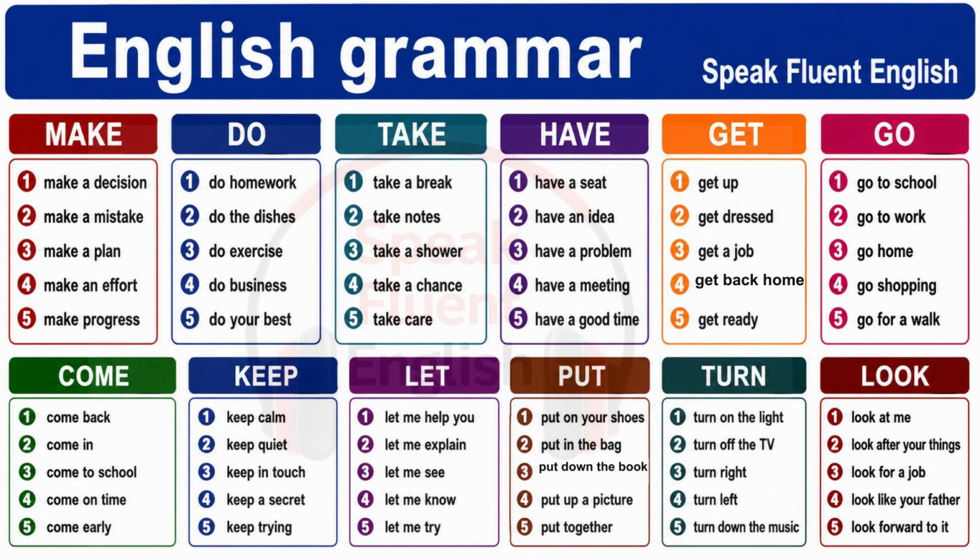Hello, friends. Today, I will explain common English verb collocations. These combinations are very important because they help you speak naturally and correctly. We will look at several common verbs: make, do, take, have, get, go, come, keep, let, put, turn, and look.